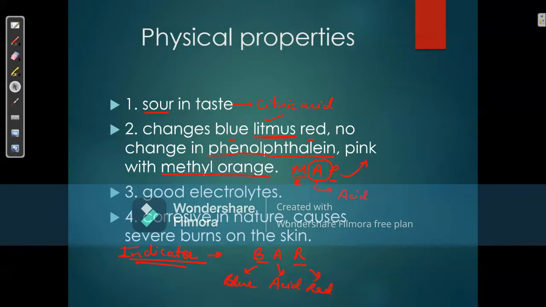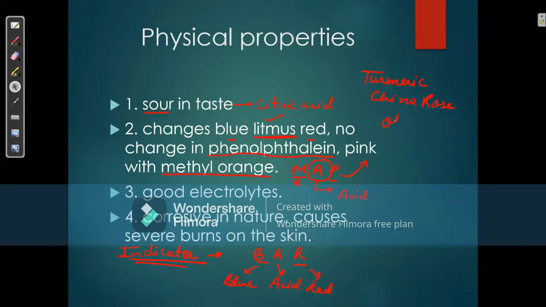Out of these three, litmus is the natural indicator that is obtained from the lichen plant. Phenolphthalein and methyl orange are the synthetic indicators. They are synthesized in the laboratory. Along with these indicators, we have some other indicators like turmeric, which is also a natural indicator and shows changes in color. Similarly, the extract of China rose also acts as an indicator that gives different colors in acid and base.